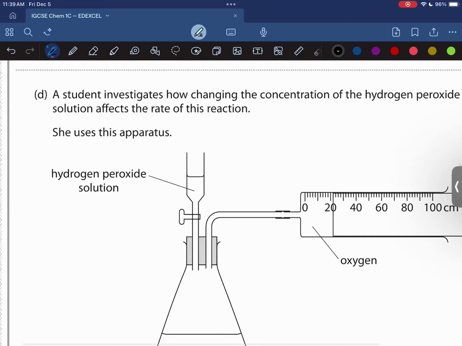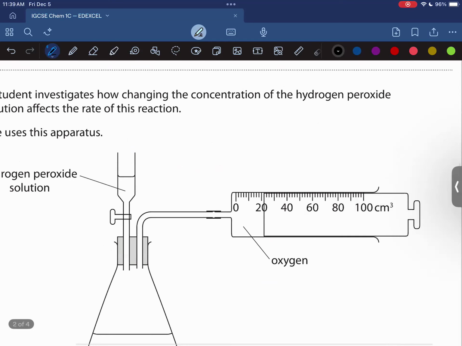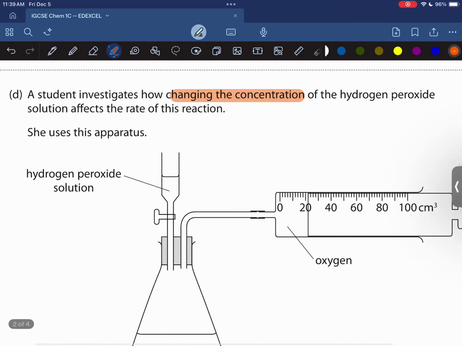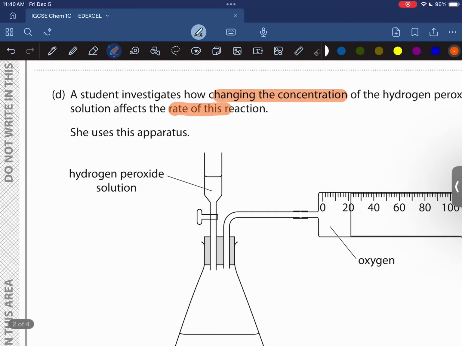A student investigates how changing the concentration of hydrogen peroxide solution affects the rate of this reaction. Okay, so they are basically trying to figure out what happens when you change the concentration of hydrogen peroxide.